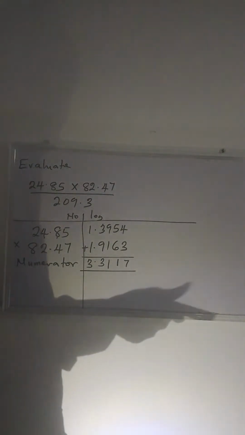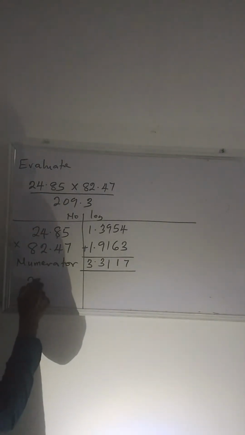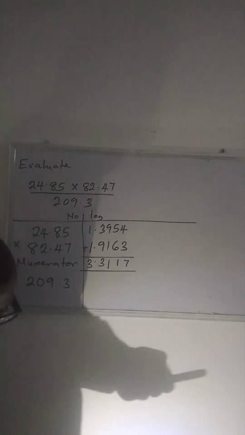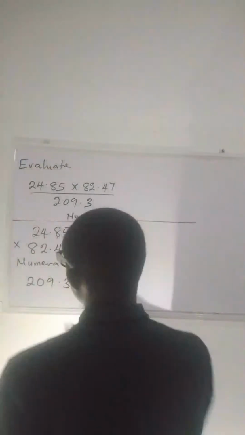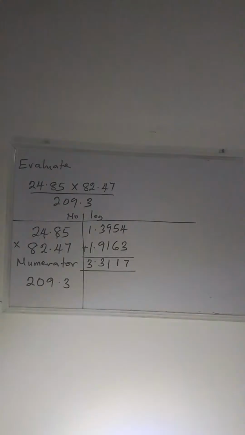That's for the numerator. Can we do the denominator? So for the denominator we have 209.3. Now can you tell me what the characteristic of this number is? Okay, let's do that. Yes, what's the characteristic of that number? Anybody?